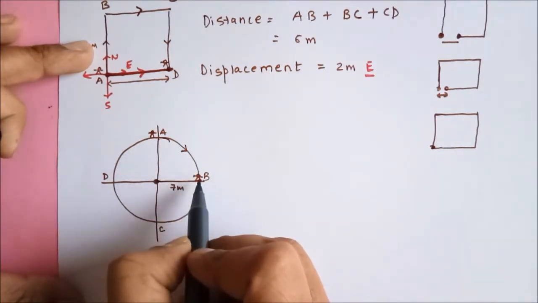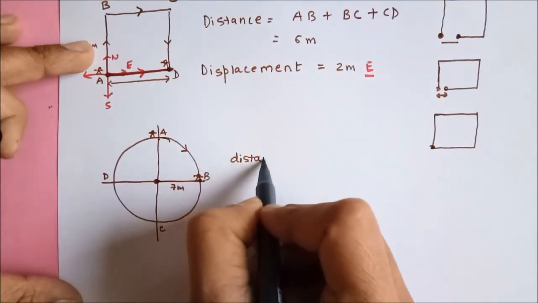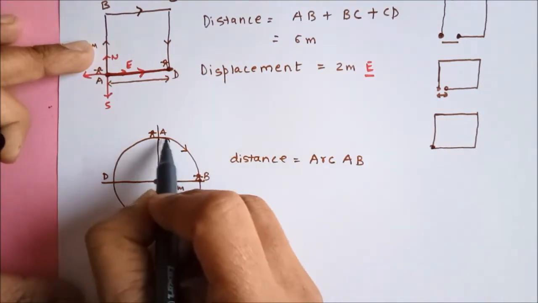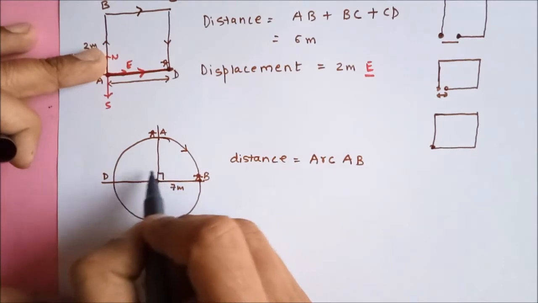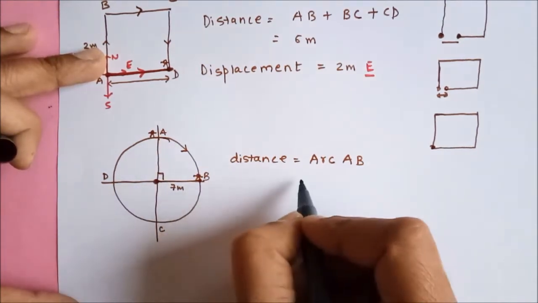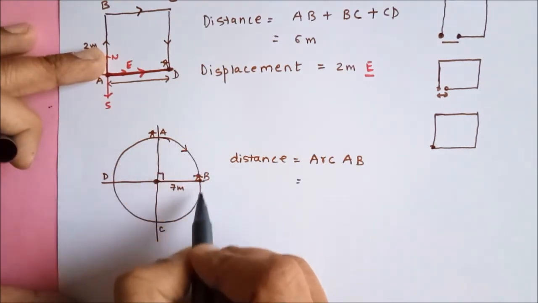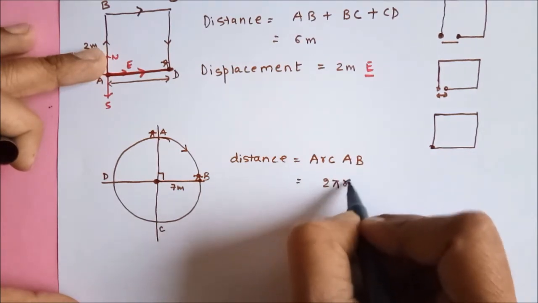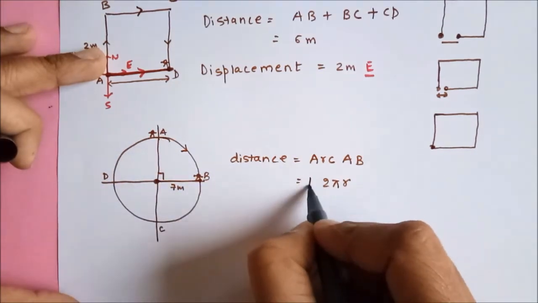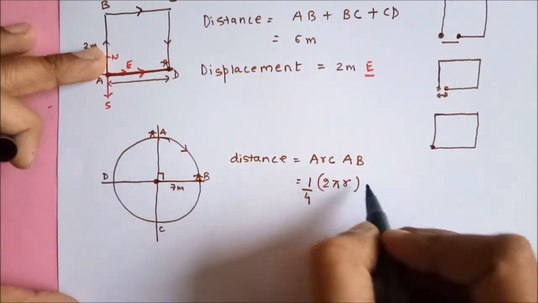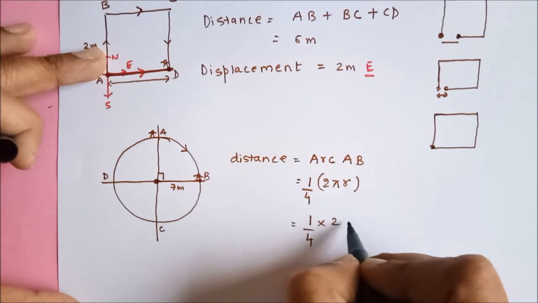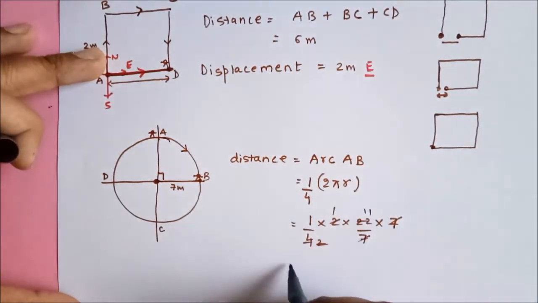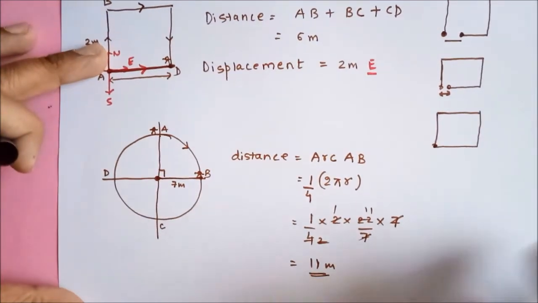Then what is the distance? The arc AB would be the distance. That's a small section of the circle. And we can see that this is 1/4 part of the circle, as this angle is 90 degree. The entire angle is 360 degree, so 90 degree is 1/4 part. The entire length of the circle A, B, C, D and again back to A is the circumference. Circumference is given by 2 pi r, and this is 1/4 of the 2 pi r. So let us calculate: 1/4 into 2 into pi is 22 by 7 and r is again 7. 7 gets cancelled. So we get the answer as 11 meter. So 11 meter is the distance traveled by the person from point A to B.